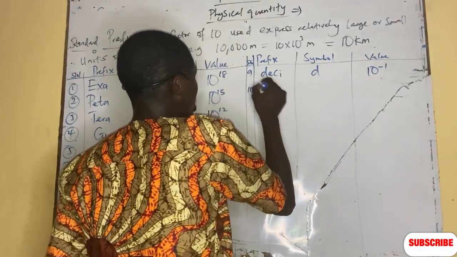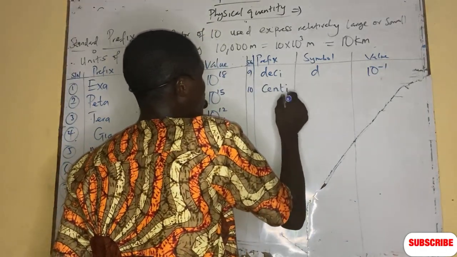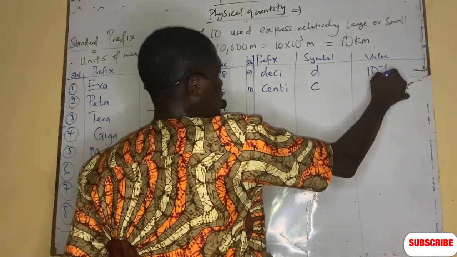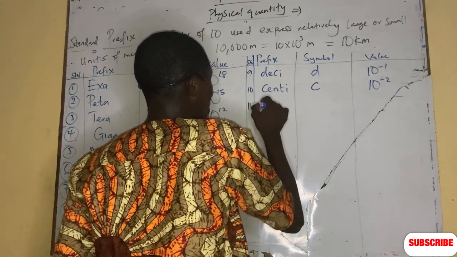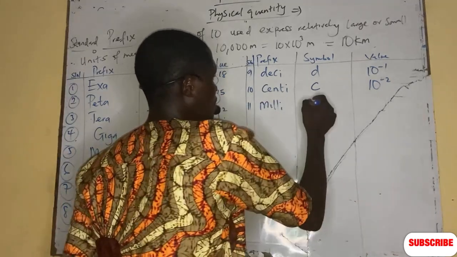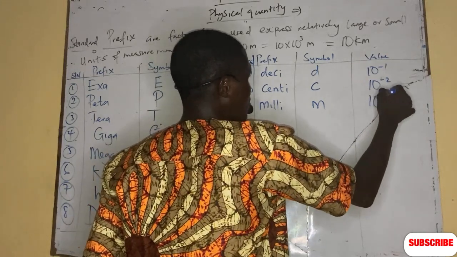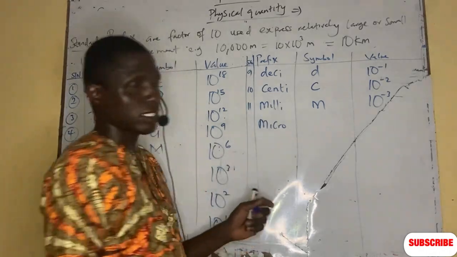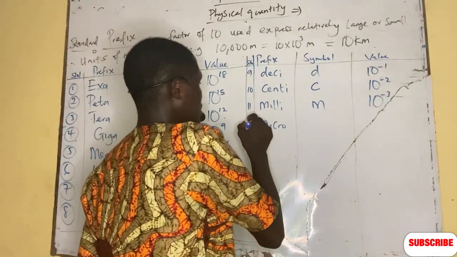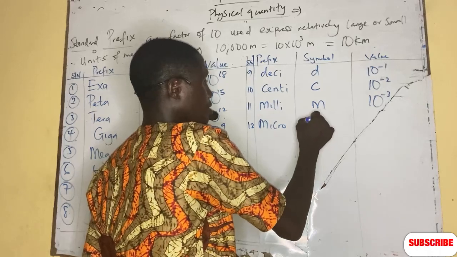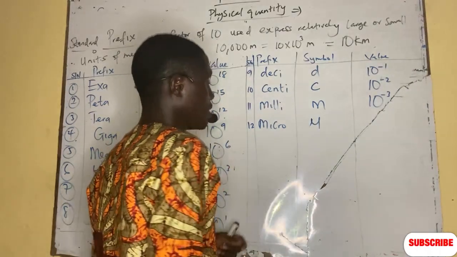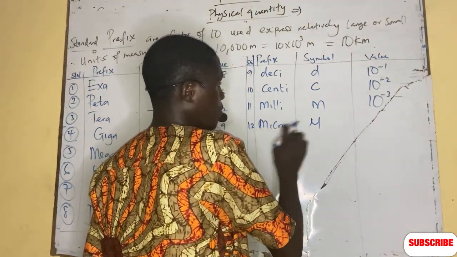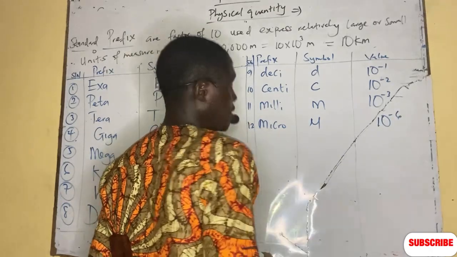We have the centi, c, which is 10 raised to the power minus 2. Then we have the milli, small letter m, 10 raised to the power minus 3. We have the micro. This is very much used in capacitance, microfarad. They can also use other prefixes, but this is the usual one for capacitors. So micro is 10 raised to the power minus 6.